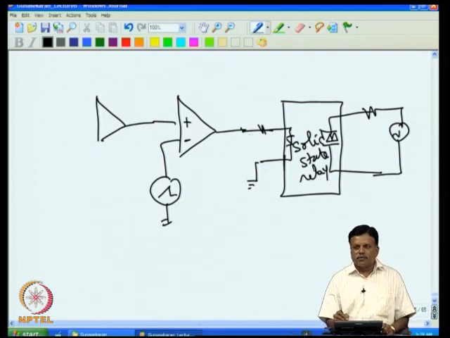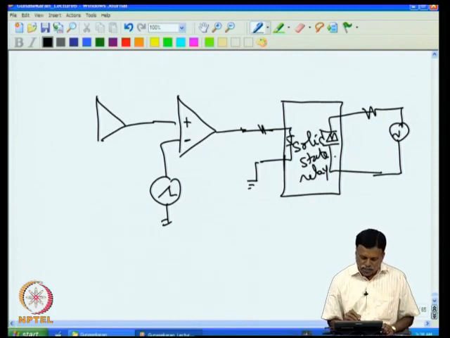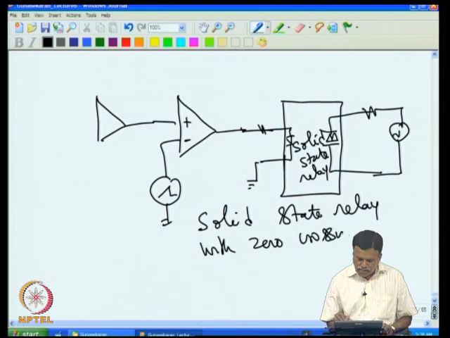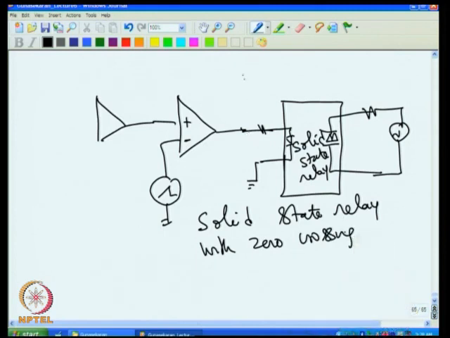And also solid state relay with 0 crossing is available. So you can buy solid state relay with 0 crossing. So that is, even though you give high here, this will be firing only at the next 0 crossing. It will wait till the next 0 crossing occurs. So that kind of solid state relay is also available in the market.